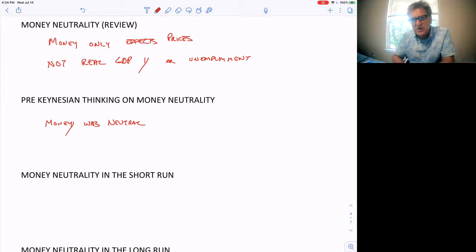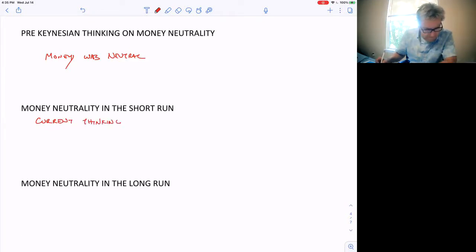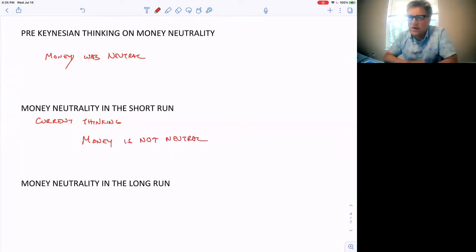So the pre-Keynesian view was that money is neutral. What do Keynesians, or what do economists, think now? Well, we divide it up into the short run and the long run. Is money neutral in the short run? Does money neutrality hold in the short run or not? And is money neutral in the long run? So current thinking by economists is that money is not neutral in the short run. And that's been shown over and over again. Changes in the money supply will affect the economy. It very definitely can stimulate the economy. It very definitely can cause a depression if it's contracted too much, too fast.